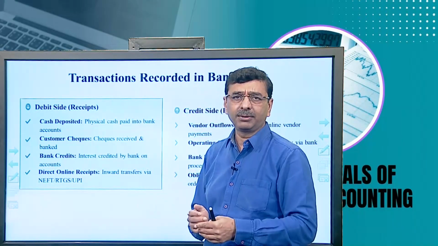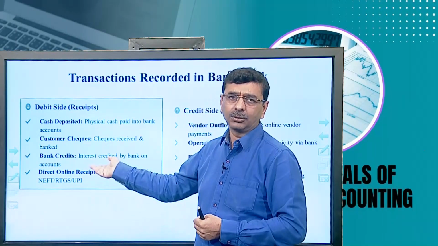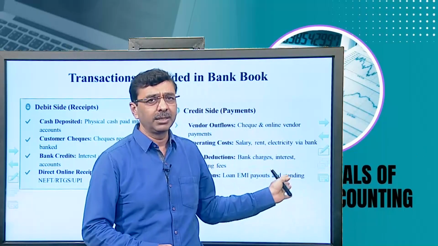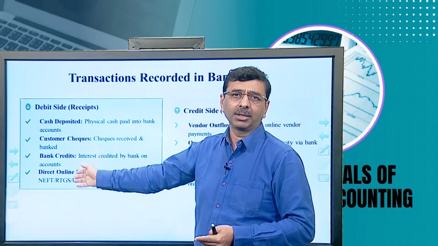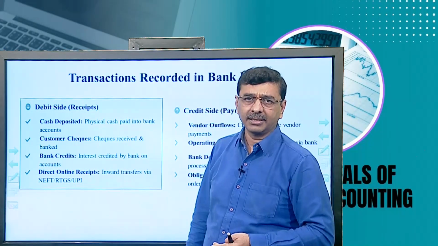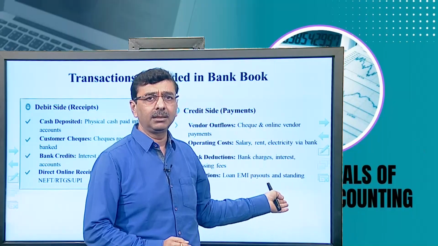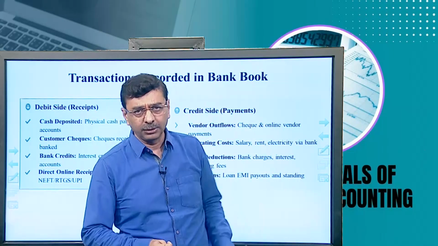Customer cheques: whenever you receive a cheque and deposit it in a bank, it will be recorded on the receipt side because the bank balance is increasing. When you are issuing a cheque for a payment, it will be recorded on the payment side. Bank credits: any amount of income credited by the bank directly, like interest credited, will be recorded on the receipt side because due to this credit item your bank balance is increasing. So income you receive directly in the bank is considered a receipt. In reverse, any charges or interest debited in your account reduce the bank balance, so it will be recorded on the payment side.